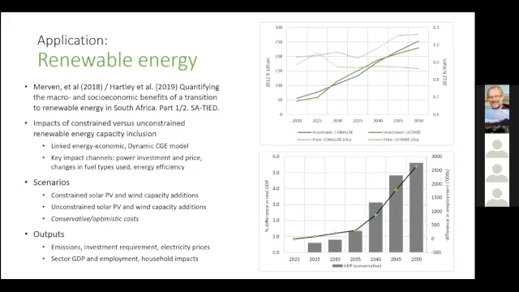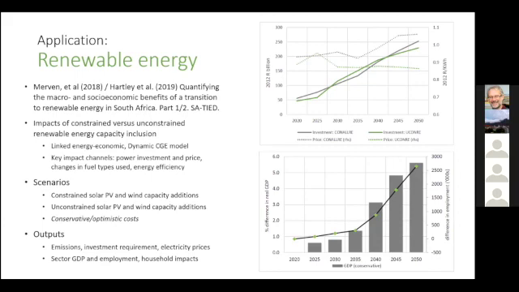The dynamic CG model has also been used to look at the impacts of increased renewable energy in South Africa. So there were 2 papers, a part 1 and part 2, that were developed under the SATI program. And the work looked at the impacts of constrained versus unconstrained renewable energy capacity inclusions. So specifically, the linked energy economic model was used, where the economic model was a dynamic CG model.